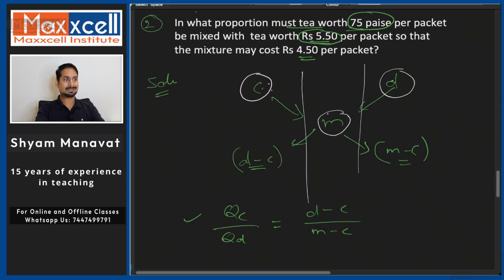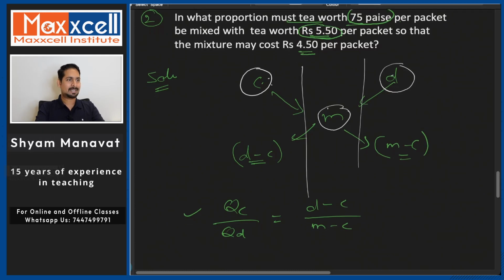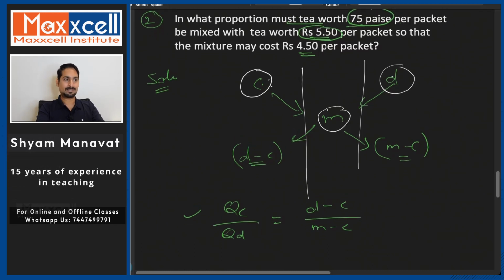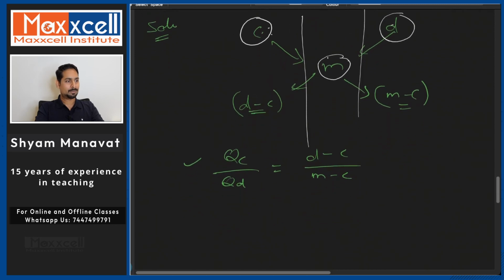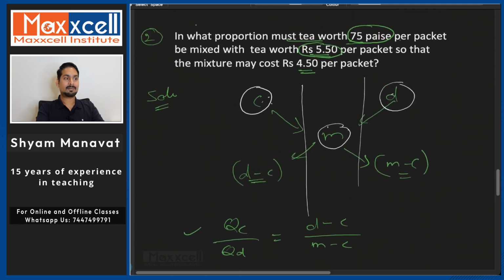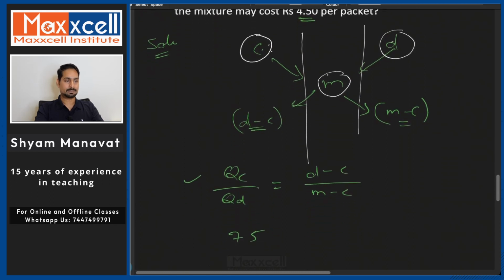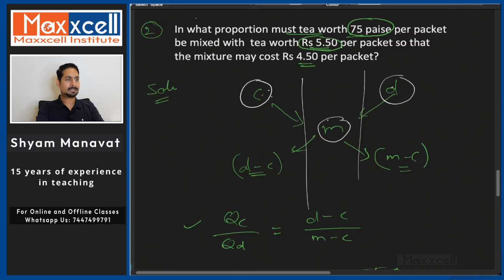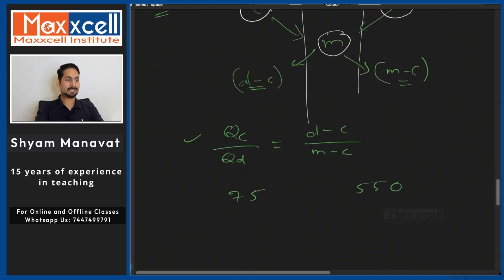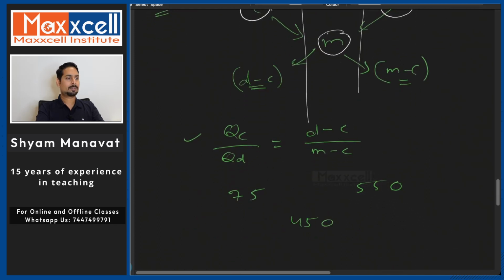So let me write this. What do you feel? Shall we write in paisa or rupees? Well, the answer is going to be the same. So let's write in paisa because we can get rid of the decimal values, right? So here this is 75 paisa. The other one is 5.5 rupees, so I can say 550 paisa, right? And the mixture is 4.50 rupees, so can I say 450 paisa? Okay.